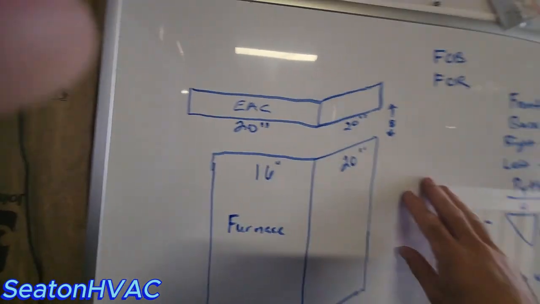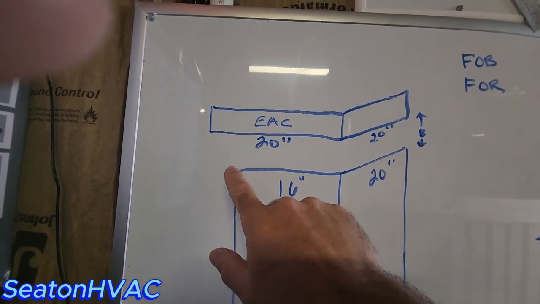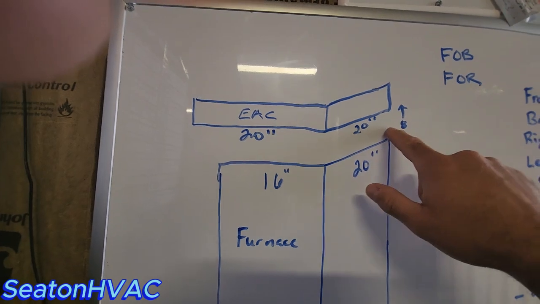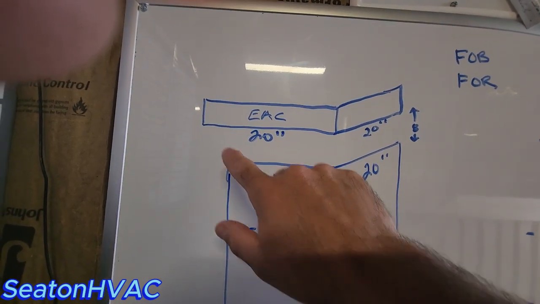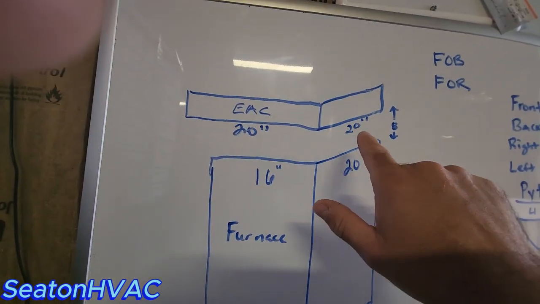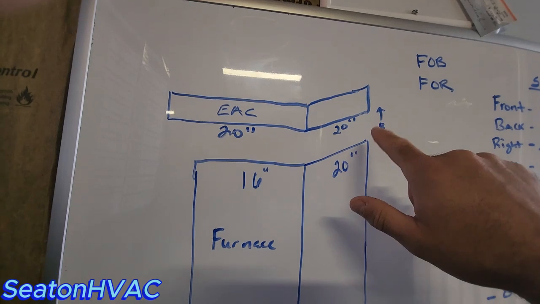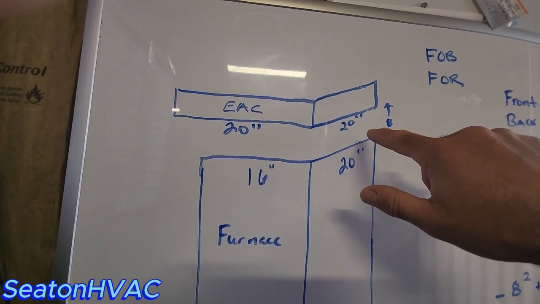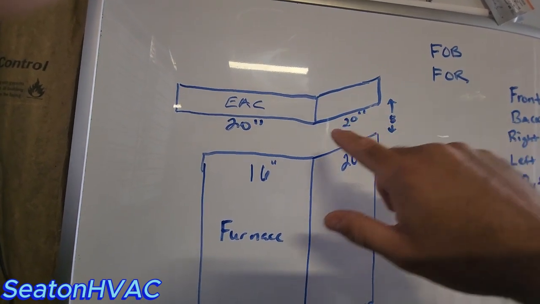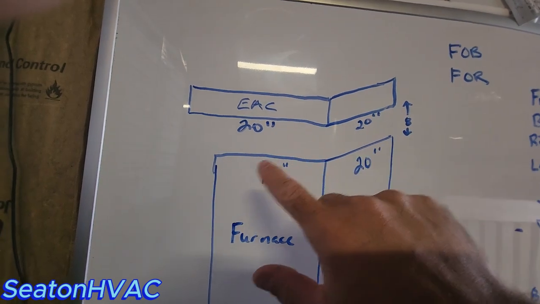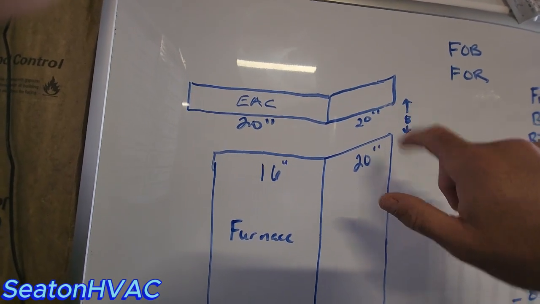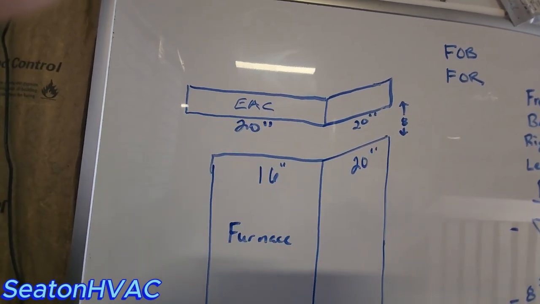What we want to do, usually you want your height to be more than the difference in widths. For the sake of this, it'll be a nice smooth transition, so we'll go 8 inches tall. So yeah, 20 by 20 to 16 by 20 by 8 inches tall. So how do we map this out?